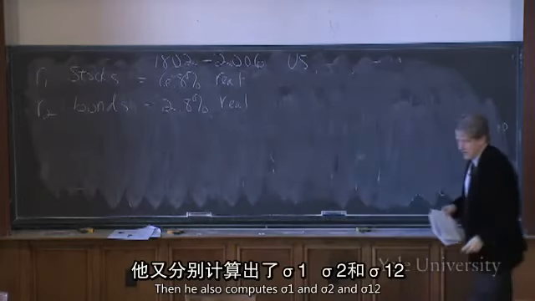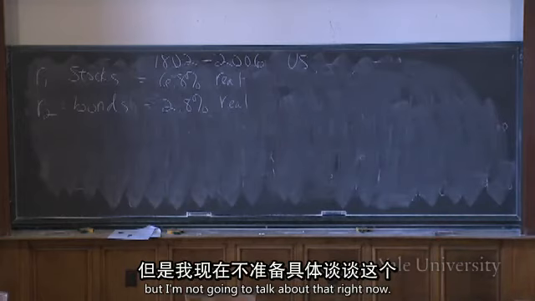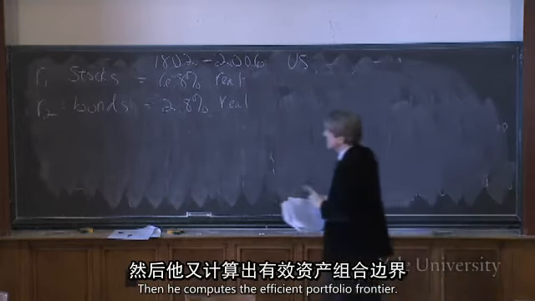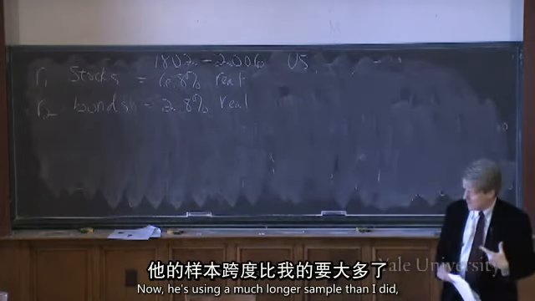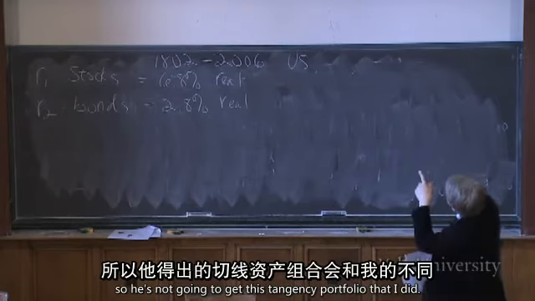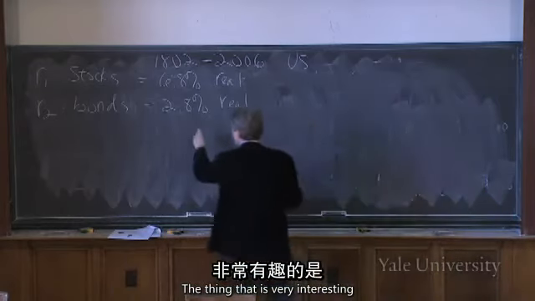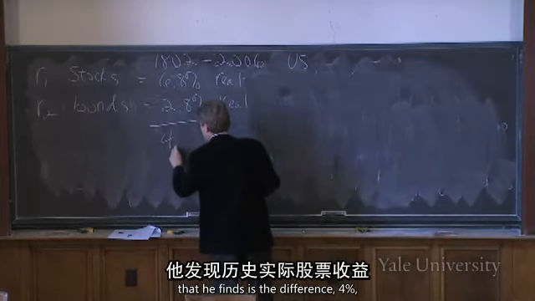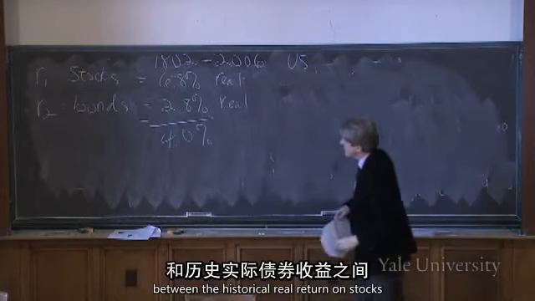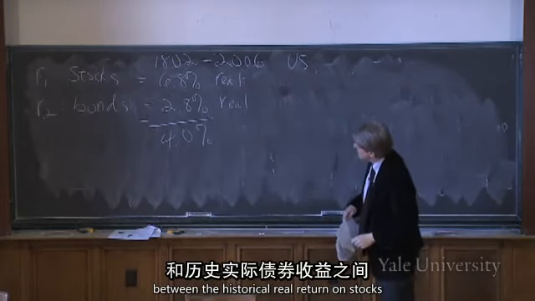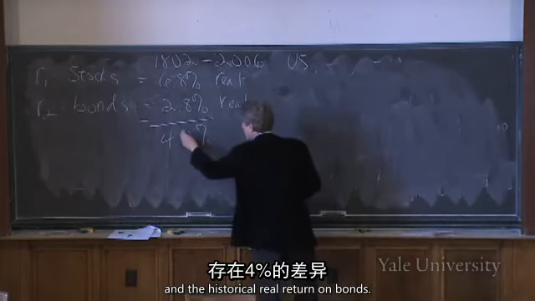Okay? And then he also computes sigma 1 and sigma 2 and sigma 1, 2, but I'm not going to talk about that right now. And so then he computes the efficient portfolio frontier. Now he's using a much longer sample than I did, and so he's not going to get this tangency portfolio that I did. The thing that is very interesting that he finds is the difference, 4%, between the historical real return on stocks and the historical real return on bonds.